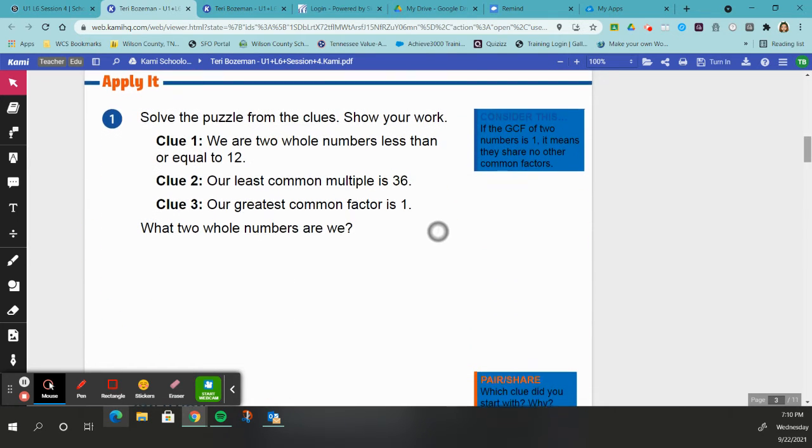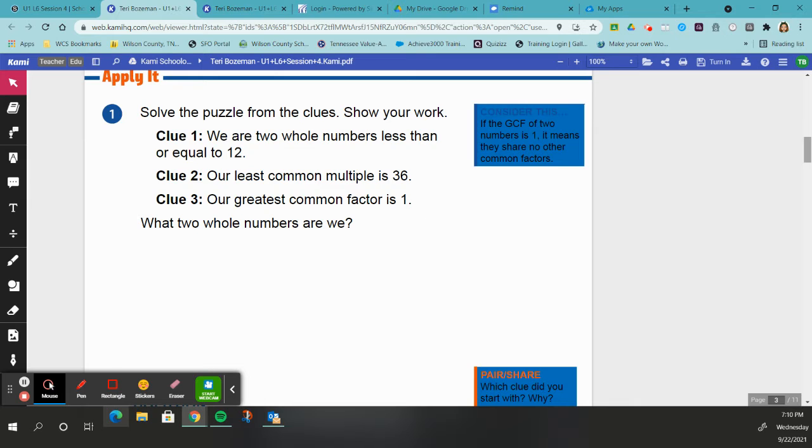So let's take a look at number 1. It says, solve the puzzle from the clues. Show your work. Clue 1, we are two whole numbers less than or equal to 12. Clue 2, our least common multiple is 36. Clue 3, our greatest common factor is 1. What two whole numbers are we?